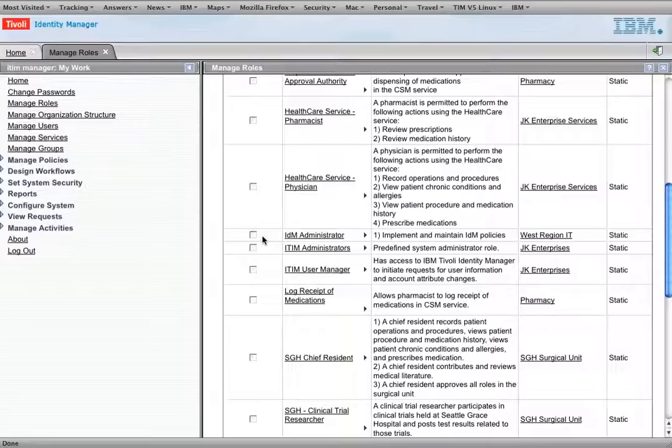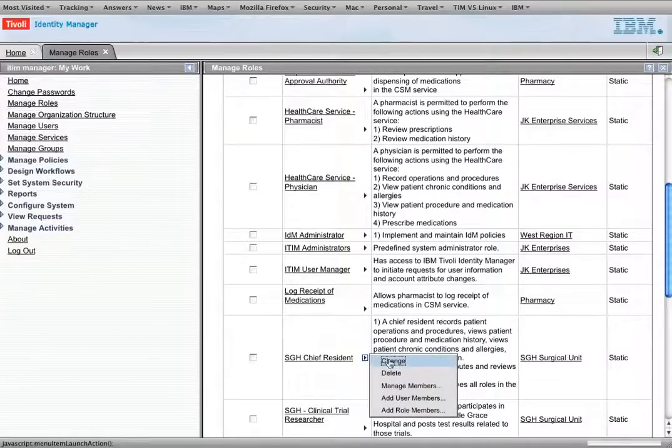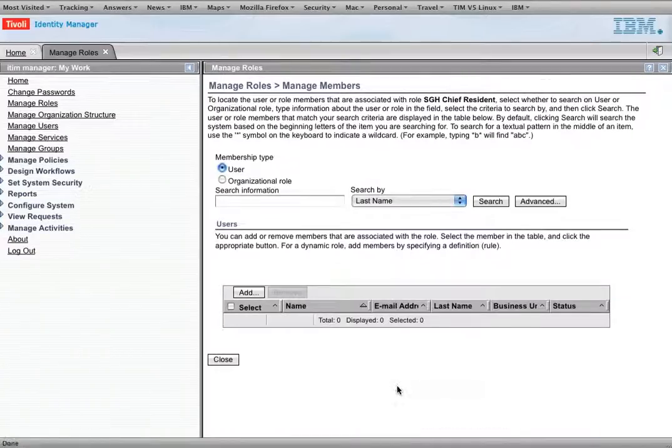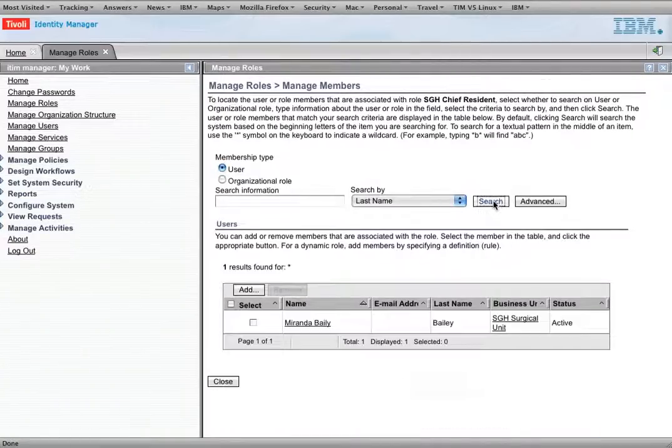For example, at the top of the tree of the main roles is the SGH Chief Resident. If we look at who is a member of this group, let's see how many members there are. There's only one, Miranda Bailey, which just means that she will have authority over the junior roles, or the roles that are underneath this master role.